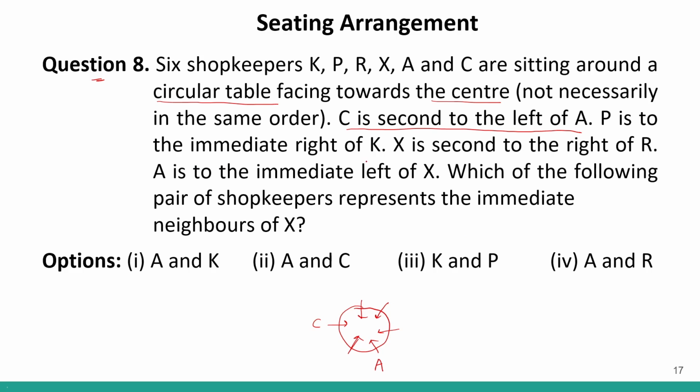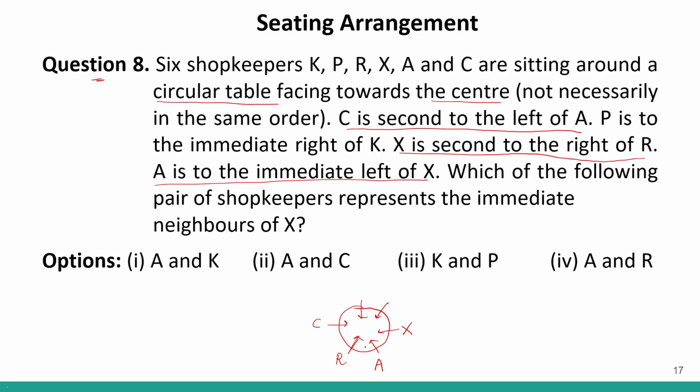P is to the immediate right of K. We cannot use this information yet. X is second to the right of R. We cannot use this information yet either. A is to the immediate left of X. With this we can use. So, A is to the immediate left of X, so X will come over here. Now, X is second to the right of R, so clearly R will come over here.